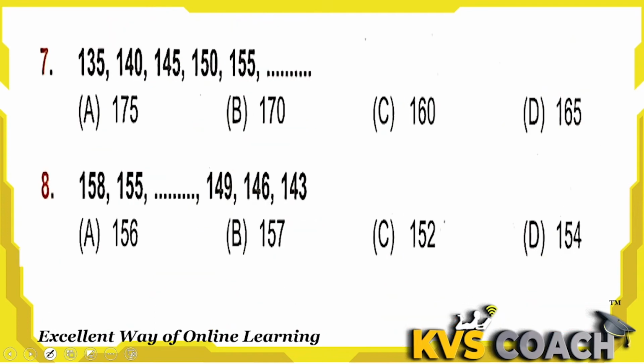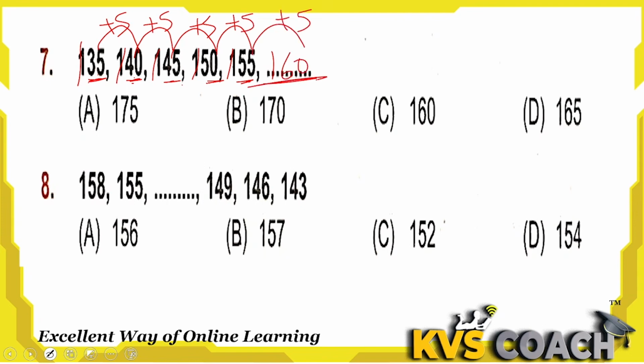Okay. Next is 135 140 145 150. So here the first hundreds digit is same, 1 1 1 1 1. So here will also be 1. Second digit is 3. देखो 35 40 45 50 55. It means they are increasing by 5 plus 5. 35 plus 5 is 40. 40 plus 5 is 45. 45 plus 5 is 50. 50 plus 5 is 55. And 55 plus 5 is 60. So here 160 is the number. C is the right answer here.